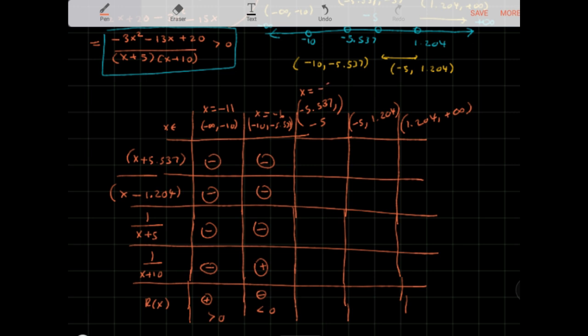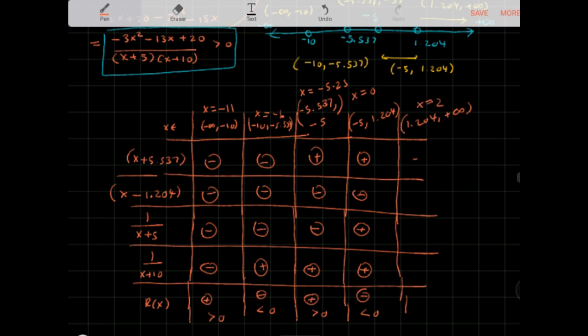When x is equal to negative 5.25, right? This is positive, negative, negative, and positive. So this is actually positive. This is greater than 0. So this is another one of our solutions. There's two solutions already. Let's say x is equal to 0. So this is positive. This is negative. This is positive. This is positive, and this is negative. So this is less than 0.